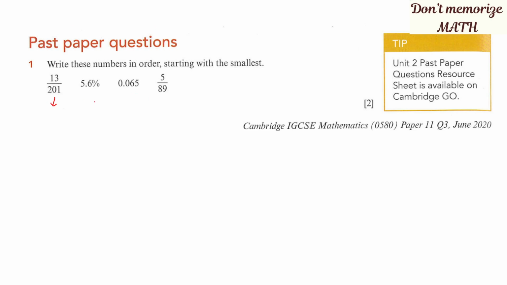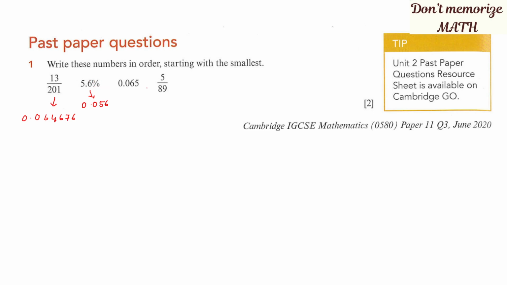Okay, so take your calculator, use the fraction button. 13 over 201, change to decimal by using S-D. So you will get 0.06467. Okay, just write 4 or 5 digits like this. Then 5.6 percentage is same as 5.6 over 100, right? Percentage always replaces by divided by 100, and you can write this one as 0.056.